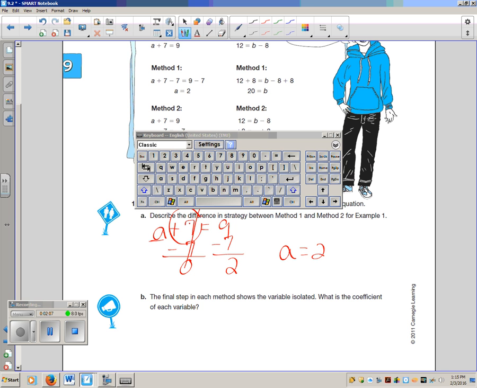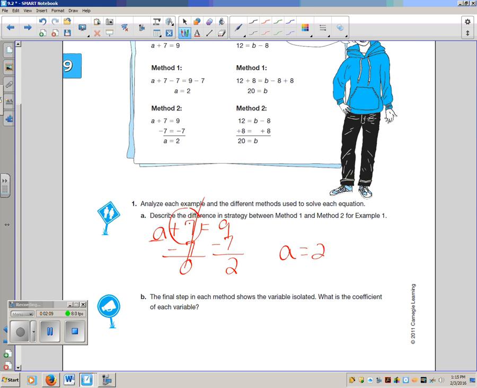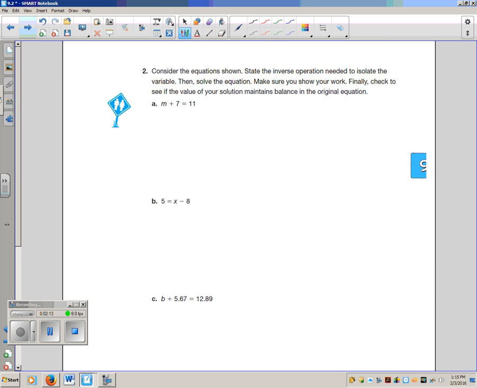Here's my keyboard. That is the inverse operations. Now let's do some examples with that.